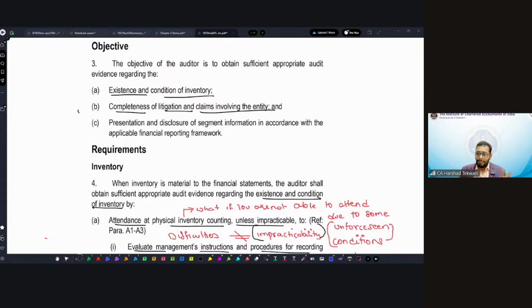Number two, let's say 5 items are shown as completed by them, but management still shows them. Ask management why they are still showing them. If they are disposed of, you have the final order and everything is closed, then why show them in contingent liability? If that is incorrect, then it is a misstatement. Ask them to correct it, otherwise modify the opinion. This is how you need to deal with these areas.